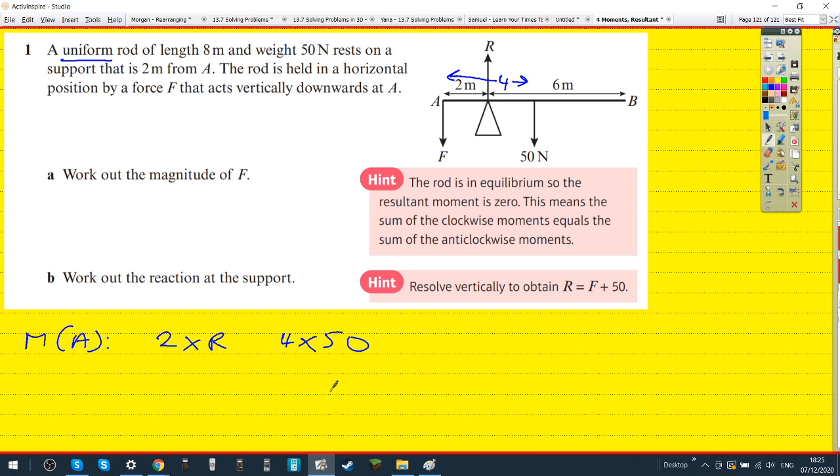And positive or negative? It will be positive. Clockwise, or about A. Oh. So it's going to be negative. When you add or subtract all the forces, if it's at rest, they make 0. Okay, find R.